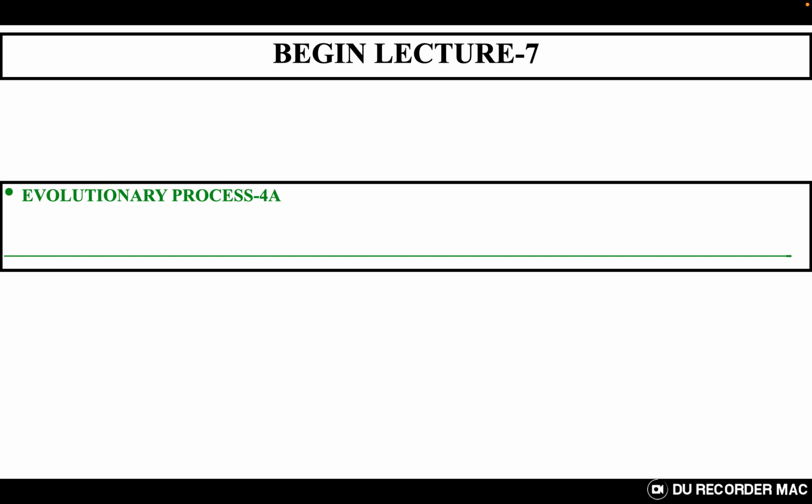Let's begin with lecture number 7. This is evolutionary process 4a. Evolutionary process 4 is divided into two parts: the implementation of switching circuits, and the detection system for the transmitter coil. I'll say why it is divided into two parts when we go into the different slides, and we'll understand.